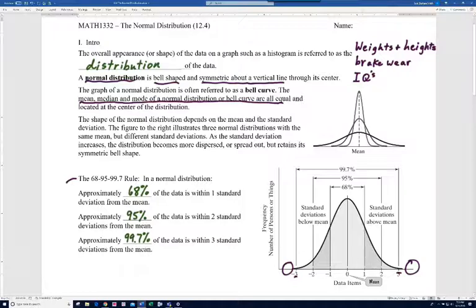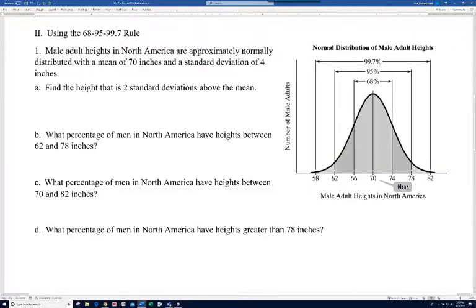And so if you have data that's more than three standard deviations from the mean, that's pretty extreme. All right, let's move on to the next slide, and we'll do basically an application here. It says, using the 68, 95, 99.7 rule, male adult heights in North America are approximately normally distributed with a mean of 70 inches and a standard deviation of 4 inches.